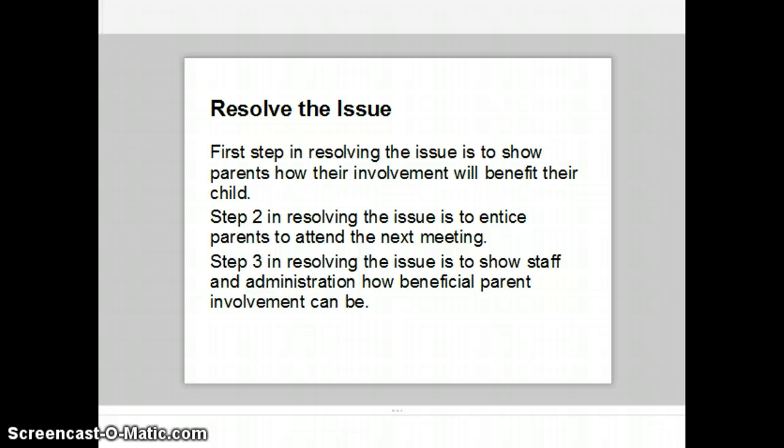Step 3 in resolving the issue is to show staff and administration how beneficial parent involvement can be, what parents can do for the staff, how they can set up events to get the parents more involved and other parents like that, and how they can help in the classroom, how they can help in the school, with special events and cleaning up after events and planning for events and stuff like that.